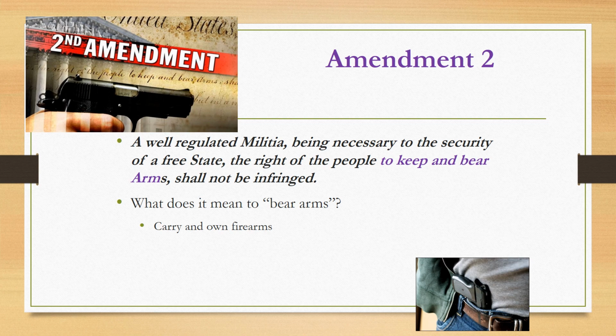Amendment 2 says a well-regulated militia being necessary to the security of a free state, the right of the people to keep and bear arms shall not be infringed. What does it mean to bear arms? Bear arms means to carry or own firearms.